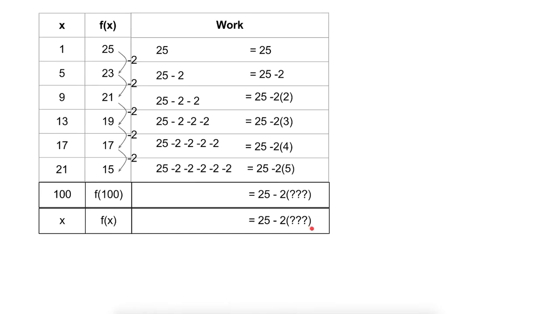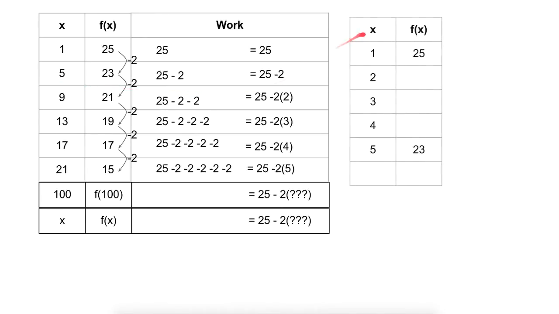So what do we do? Well, it was very helpful when we had the x's going up by 1. So let's make that happen. Let's make a new table, and we'll put in our 1, and we'll put in our 5. We don't know these other numbers, but maybe we can try to find them. So let's look.